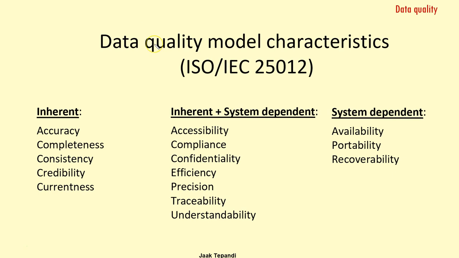Finally, the data quality model characteristics from ISO 25012 include inherent characteristics, so specific to data itself. Some characteristics are both inherent and system dependent, and some characteristics are mostly system dependent. For example, accuracy refers to the data. Whether data are accurate or not doesn't depend on the system. Accessibility may depend on data and the system, and availability depends purely on the system.